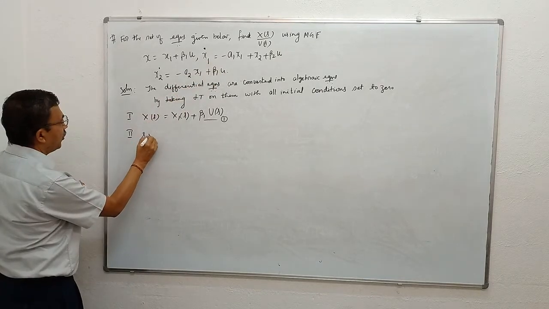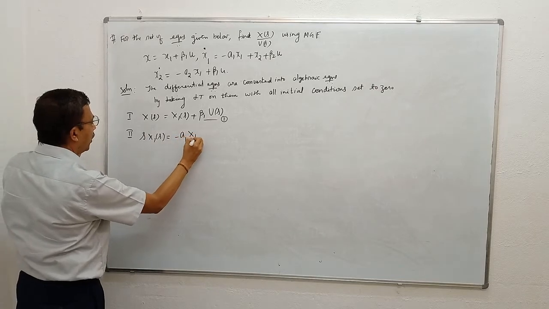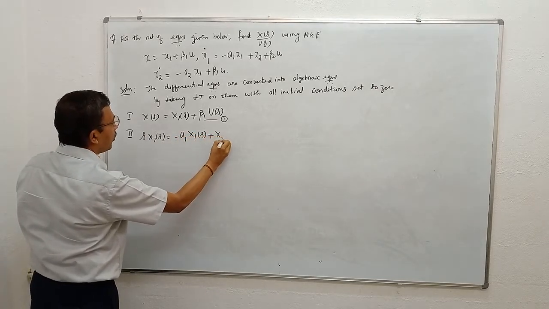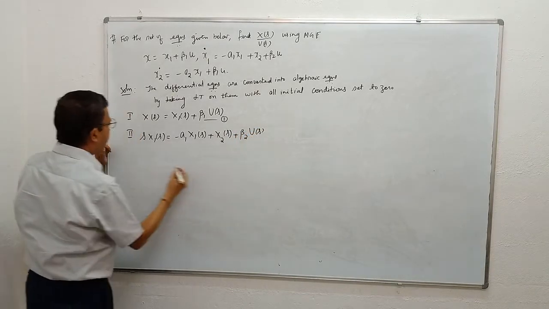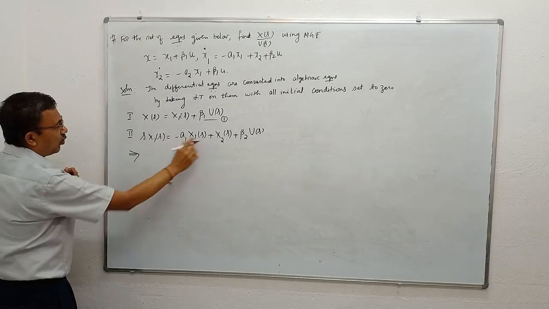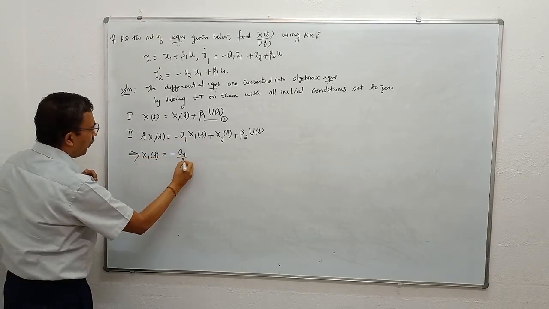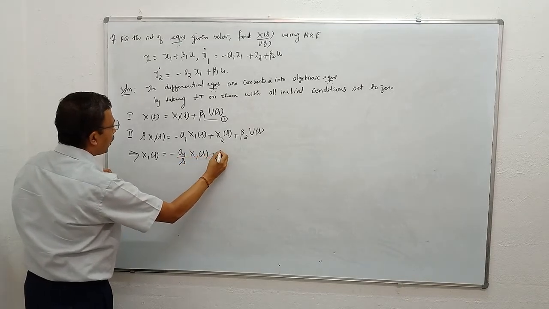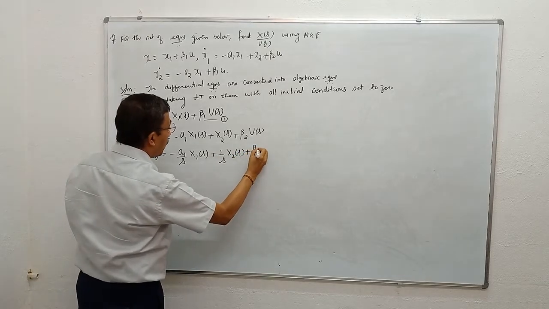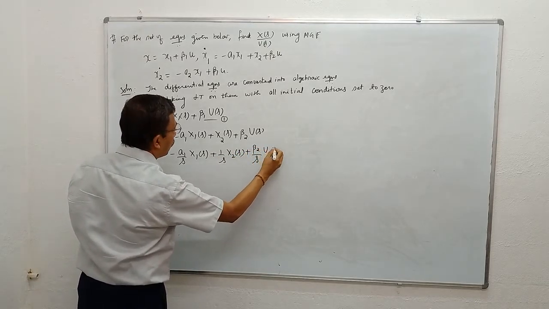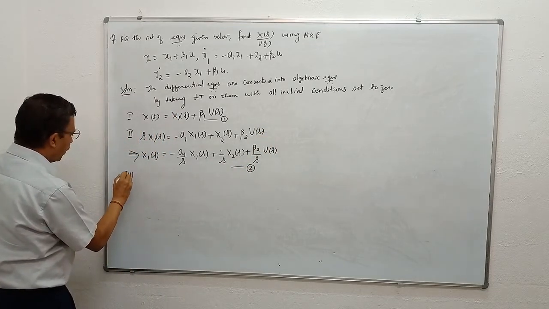x1 dot becomes s into x1 of s is equal to minus a1 into x1 of s plus x2 of s plus beta 2 into u of s. This implies divide throughout by s. So what we get? x1 of s is equal to minus a1 by s into x1 of s plus 1 by s into x2 of s plus beta 2 divided by s into u of s. This is equation 2.